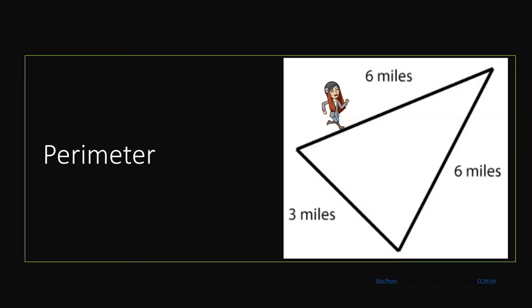Okay, so here I am running around this triangle. I'm going to run 6 miles, and then I'm going to run another 6 miles, and then I'm going to run 3 miles to basically get back to that point. So how many miles am I going to run in total? I'm just going to add these up. Okay, so I've got 12, 15 miles in total, and I'd run that in pretty good time.